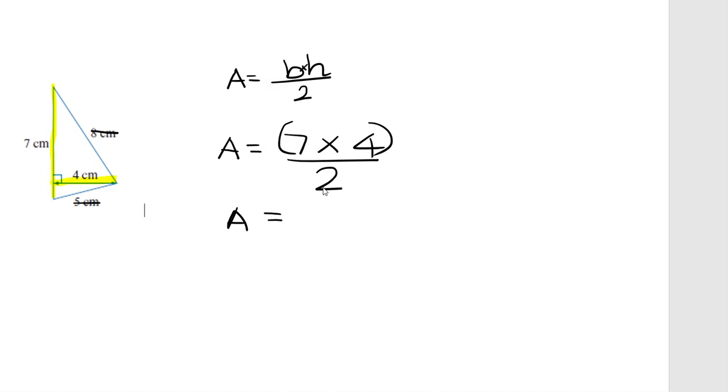So once again, I think we'll have the same answer as the previous one. 7 times 4 is 28, and I divide that by 2, and we get 14 centimeters squared. So it happened to be the same area, but it was a different triangle, and I guess this one was a bit trickier.